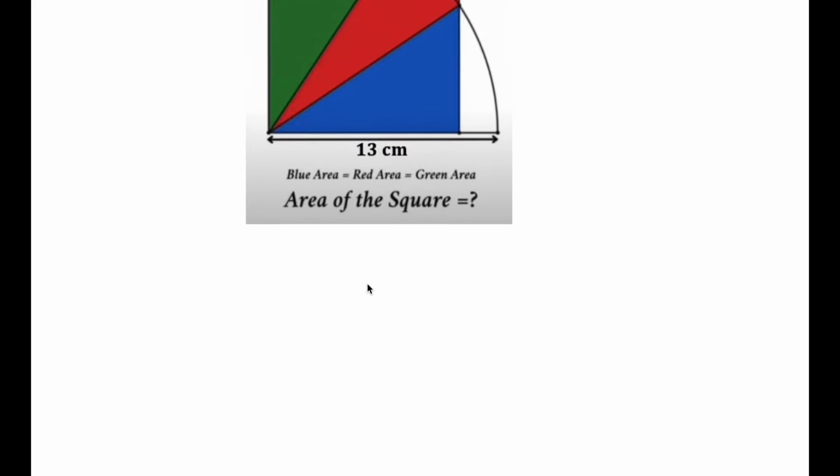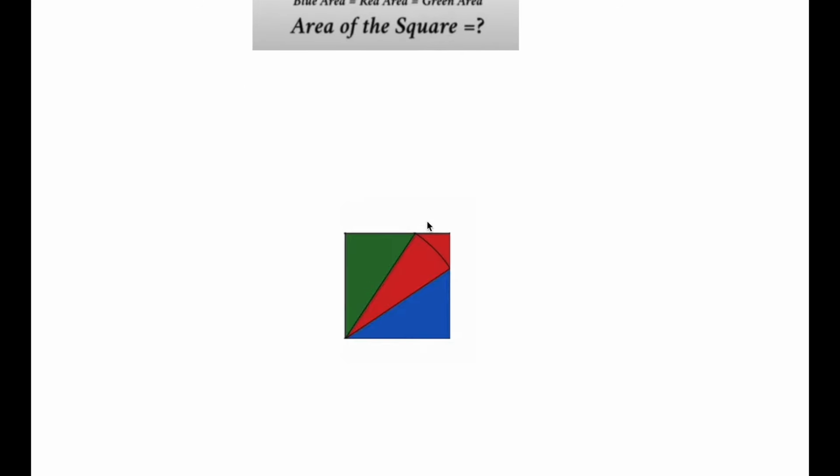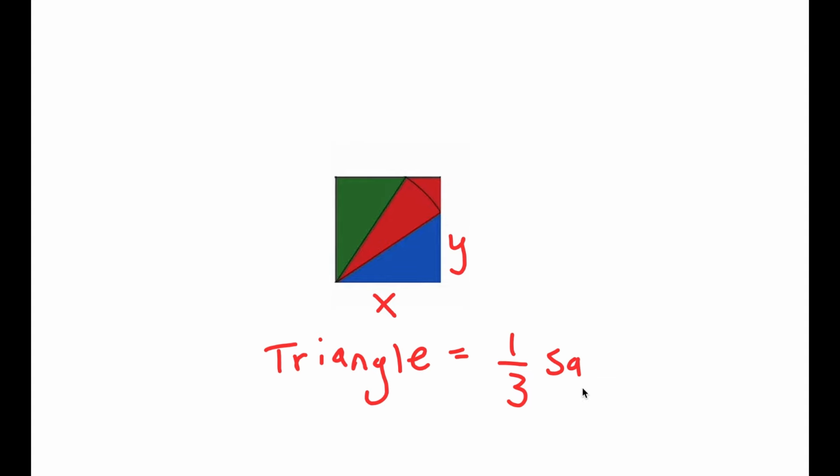To solve this problem, what I'm first going to do is just focus on this square right here. So I can label the side length of the square x, and if we're just focusing on the blue portion, I can label this side length of this triangle y. So the total area of the triangle is 1/3 of the square, because remember, all three of these areas are equal to each other. So this is going to be 1/3 of the total area.